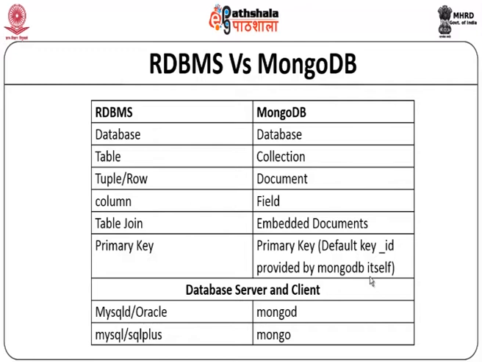Primary key in an RDBMS environment is also named as a primary key. Every document will be associated with a default key ID. So, whenever you are trying to save a document, automatically a key ID will be assigned by MongoDB itself. The database server and client are Oracle and MongoDB in Mongo database environment. It is SQL Plus in RDBMS environment and Mongo in Mongo database environment.